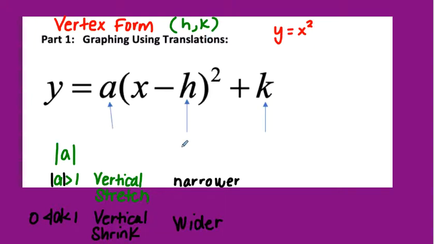All right, now (h, k) does tell me the vertex. So h is going to move it right or left by h, and k is going to move it up or down. Now remember, we investigated this. You guys determined all this, but I'm just formalizing it in this video. All right, so let's look at a method of graphing using these translations.